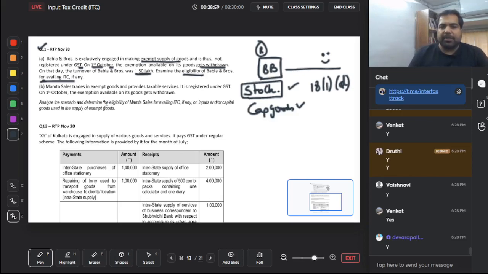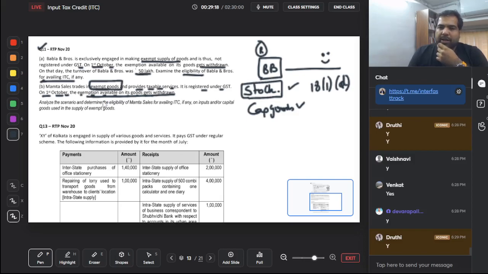Next, Mamta Sales trades in exempt goods and provides taxable services. It gets registered under GST. On 1st October, the exemption available on the goods gets withdrawn. Guys, if the exemption on the goods gets withdrawn, is the government going to be happy? Yes. Again, the same thing. They will start getting credit on the stock as well as on capital goods. Analyze the scenario and determine the eligibility of Mamta Sales for availing ITC, if any, on inputs and capital goods used in the supply of exempt goods. Exempt goods they will not get, but taxable goods from then onwards they will get.